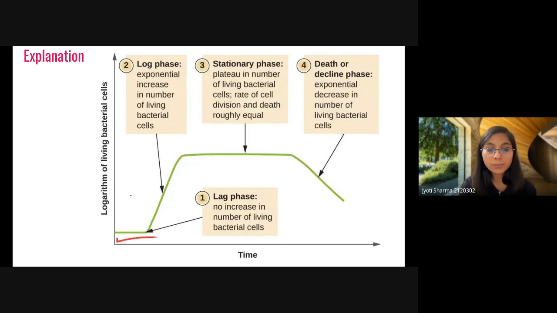Okay, so this is the lag phase, and this lag phase is when bacteria adapt to the climate. Bacteria have the nutrient available in sufficient amount, but they don't divide and don't give you exponential increment. This is the time when bacteria are adjusting to the climate, to the nutrients, to the food that has been provided. So in this phase you will see no increment in the number of bacteria, but this is the time when they are adapting to the climate.